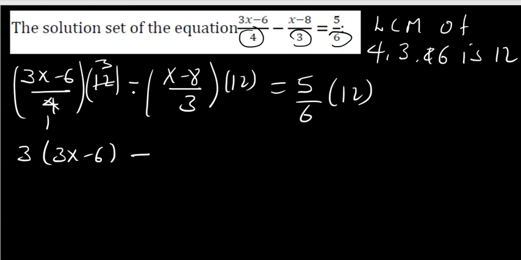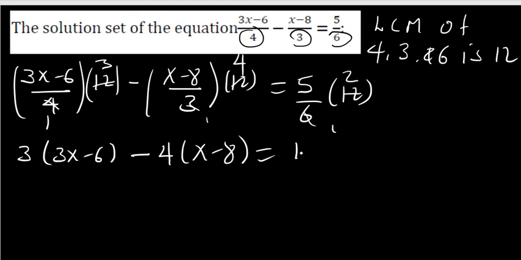Minus, don't forget this minus, take care. This minus is really a common mistake. Students are forgetting. And by 3, 1, this by 3, 4. So 4 in bracket, x minus 8 left, is equal to, by 6, 1, this by 6, 2. And 2 times 5 below, which is 10.